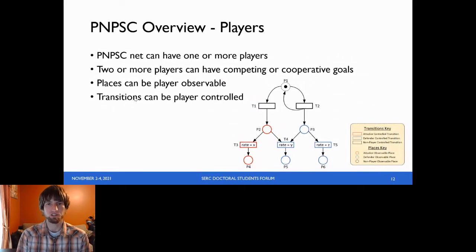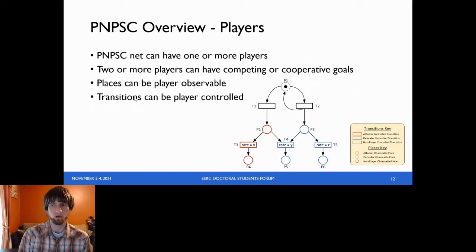The next part of our extension is the idea of players. A PMPSC net can have one or more players. In the cyber example below, we have an attacker and a defender. The players have competing or cooperative objectives. Places can be player observable, and transitions can be player controlled. A player controlled transition means that the player can change the fire rate of the transition.